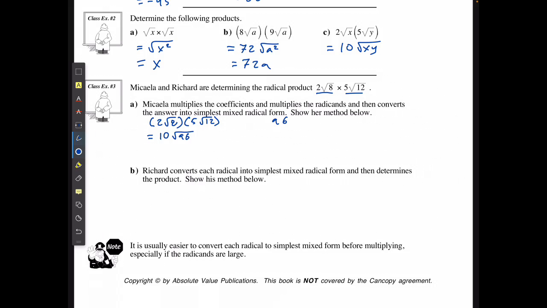Well, 96 is going to split into 2 and 48, 2 and 24, 2 and 12, 2 and 6, and then 6 is going to split up into 2 and 3. I got the 2 2's, another set of 2 2's, and then a 2 and 3, which are left by themselves. So, this would be the same as 10 times 2 times 2 times the square root of 2 times 3, or 40 root 6.